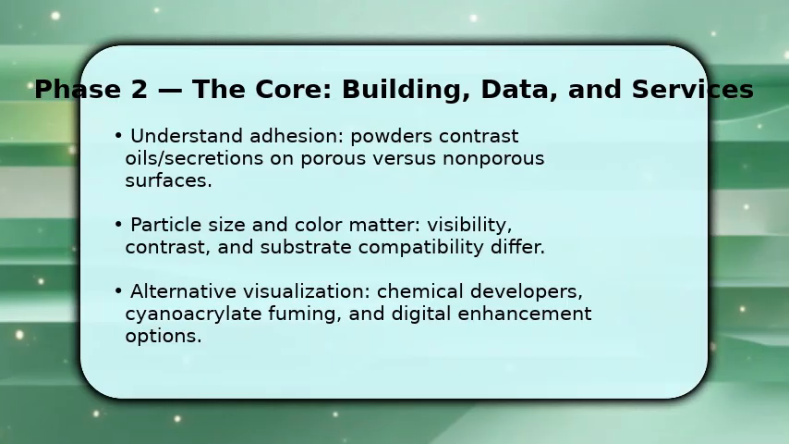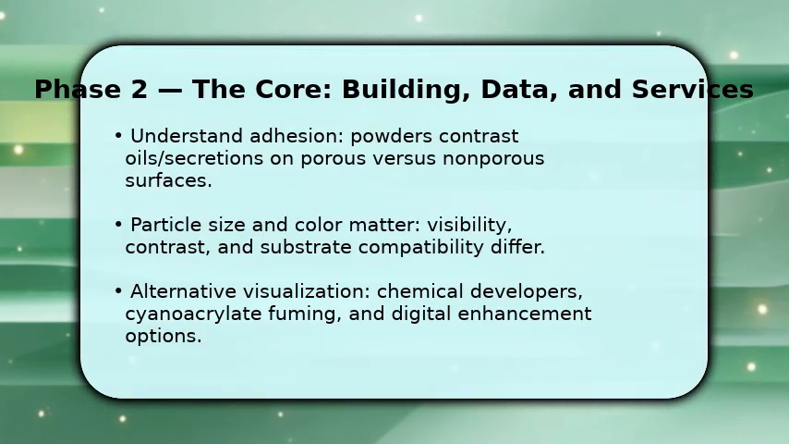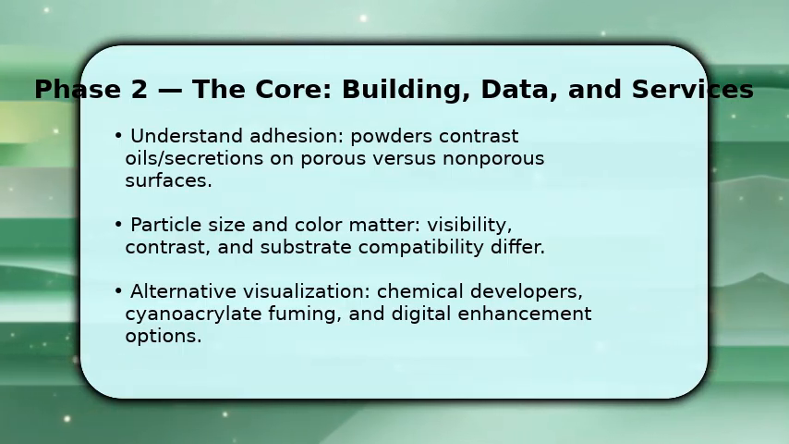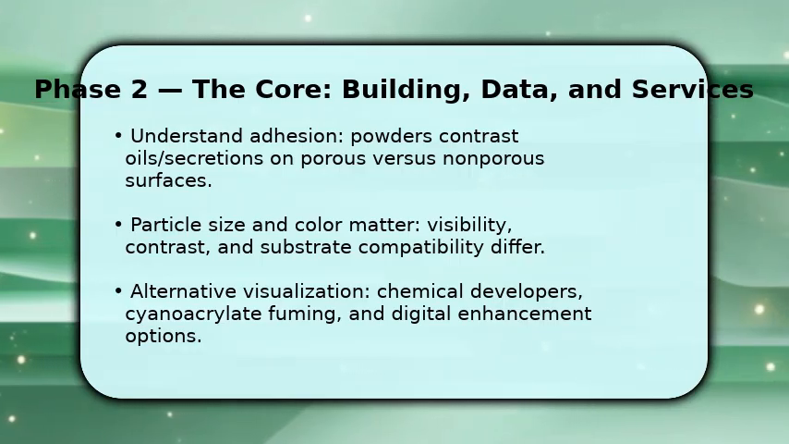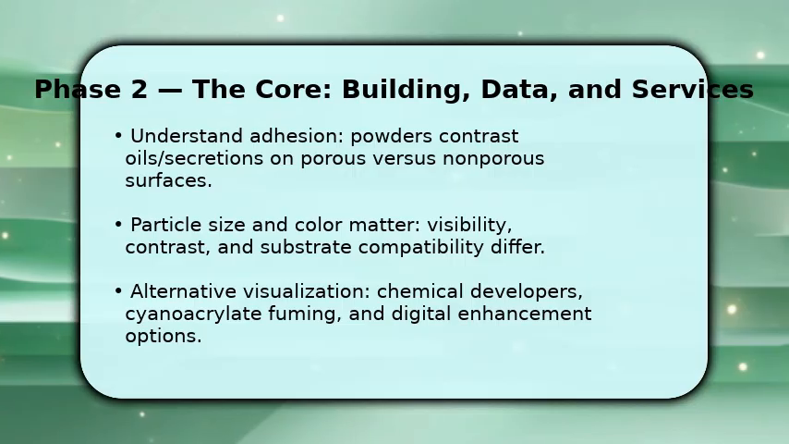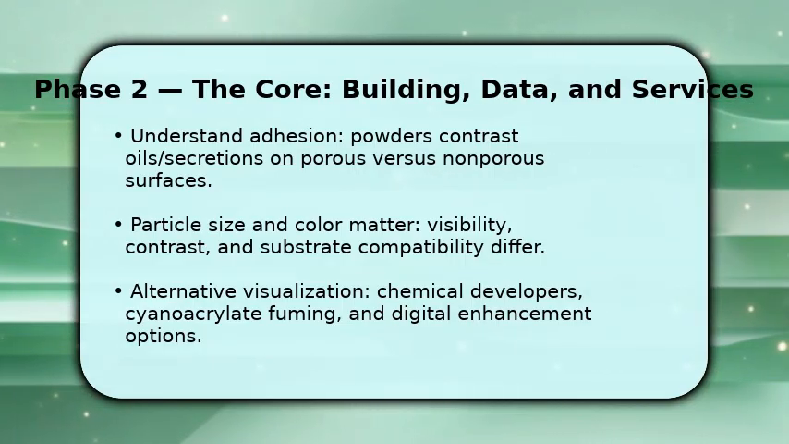You need to grasp the core scientific principles. Powders work by adhering to residues left by friction ridges, providing contrast against the background. Once done, consider substrate type, because porous and non-porous materials interact differently with residues and treatments. That's why particle size and color selection are scientifically important.